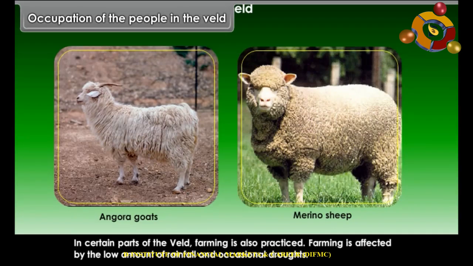In certain parts of the Veldt, farming is also practiced. Farming is affected by the low amount of rainfall and occasional droughts.